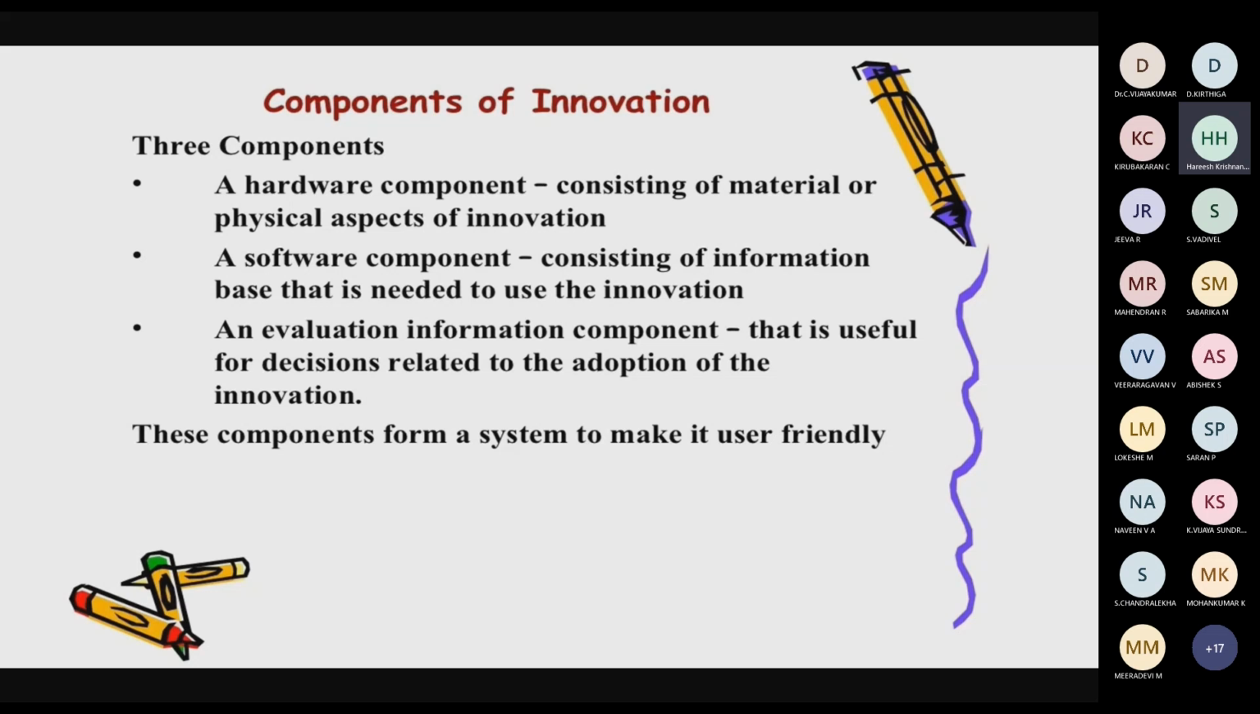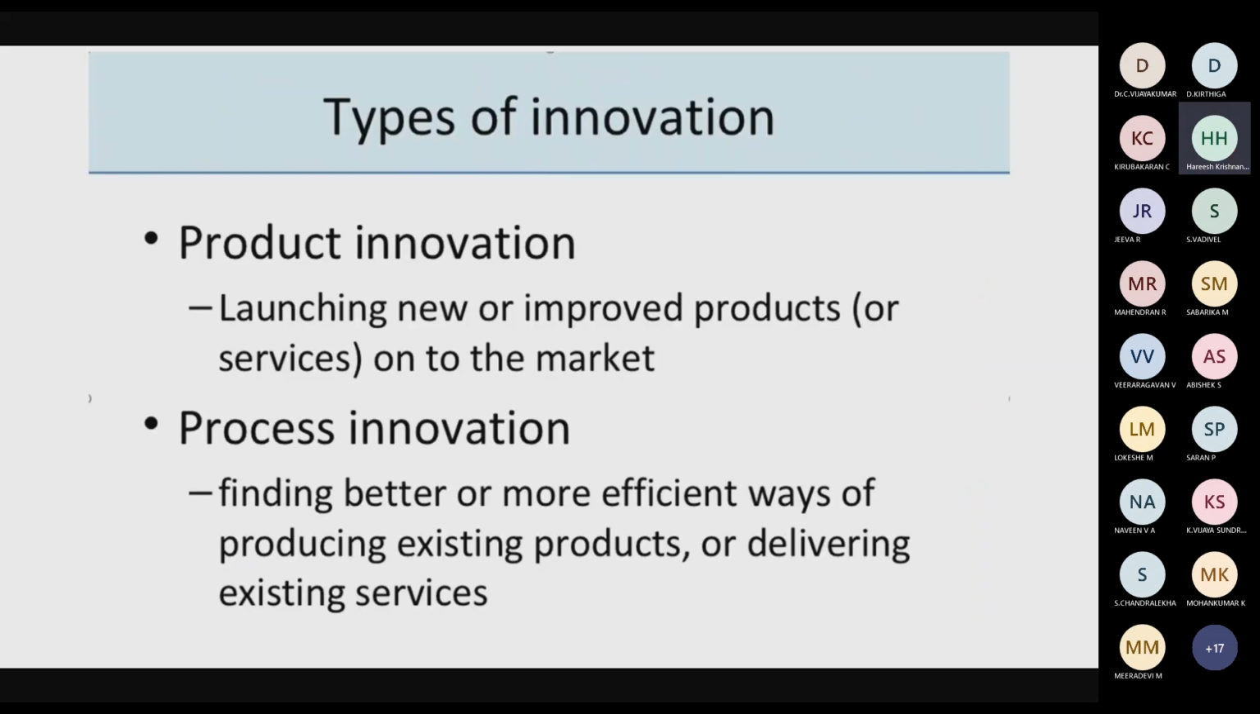Next, there are different types of innovation: product innovation and process innovation. From the name, we can say that product innovation is finding a new product, or giving an improved product to the market; then we can call this product innovation. In the case of process innovation, there is already some existing problem, so we are finding a process for solving some problems in the existing process.